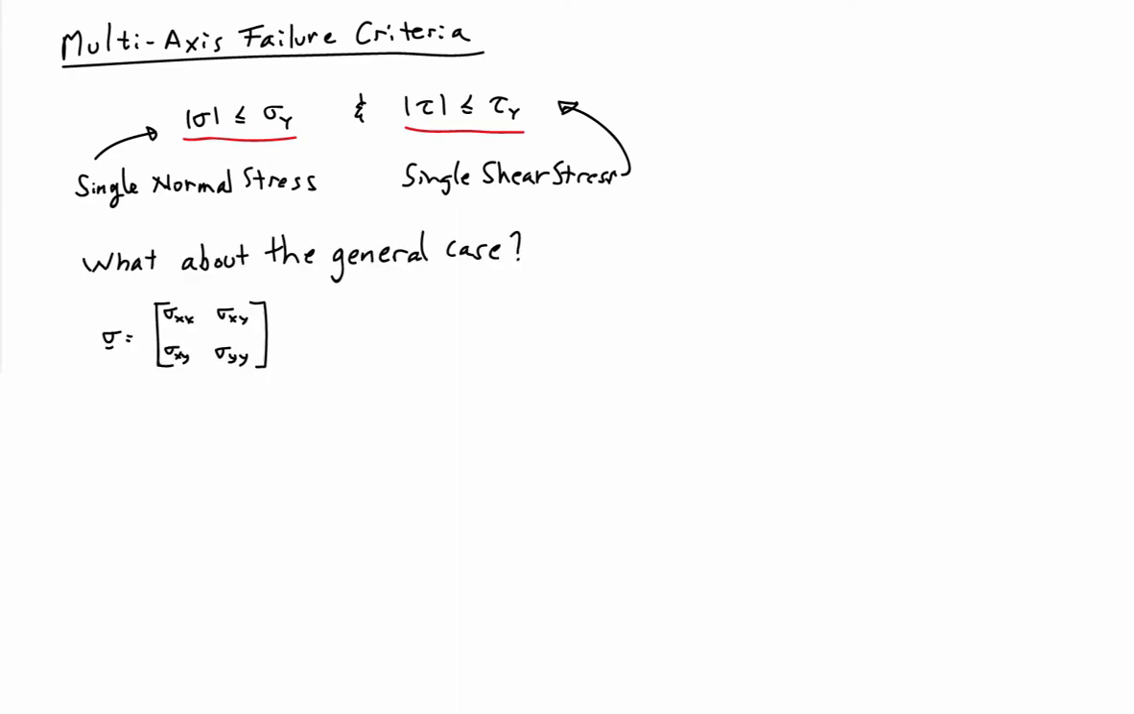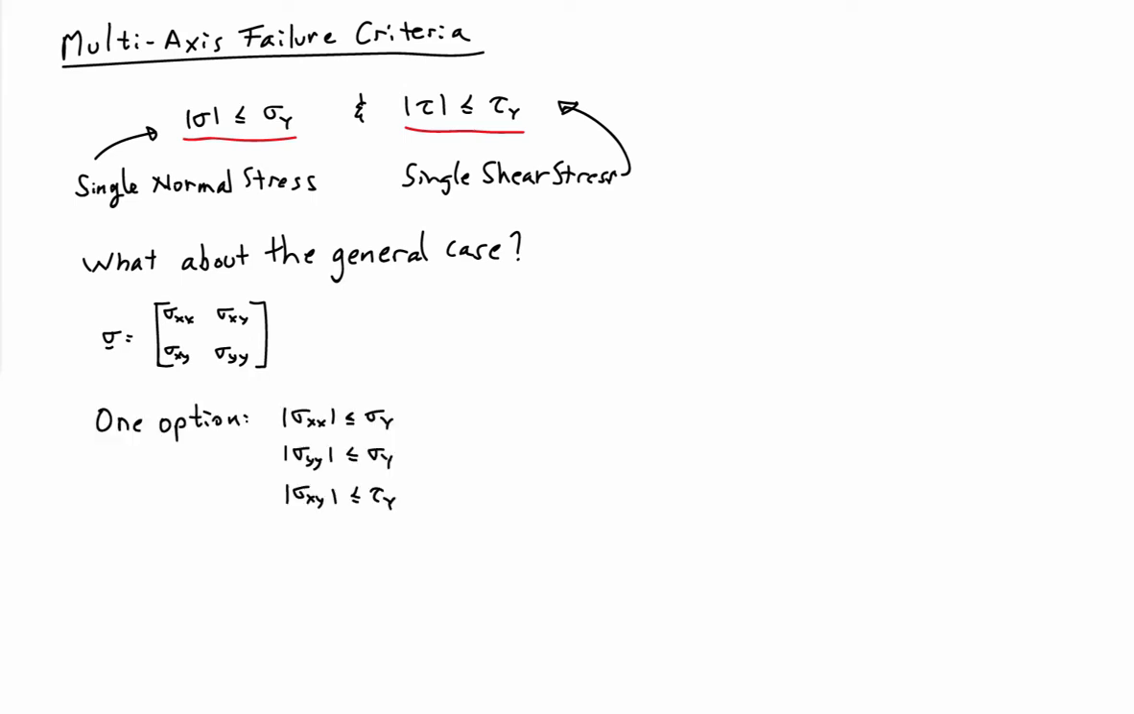So the question is, what about the general case? Suppose I have a stress I've written in two dimensions. Say I have two normal stresses and two shear stresses, or one shear stress really, because we know we have symmetry of the shear. So in other words, sigma yx equals sigma xy always, for moment equilibrium. What can we do in this type of situation? How do we decide whether the system is going to yield or not?